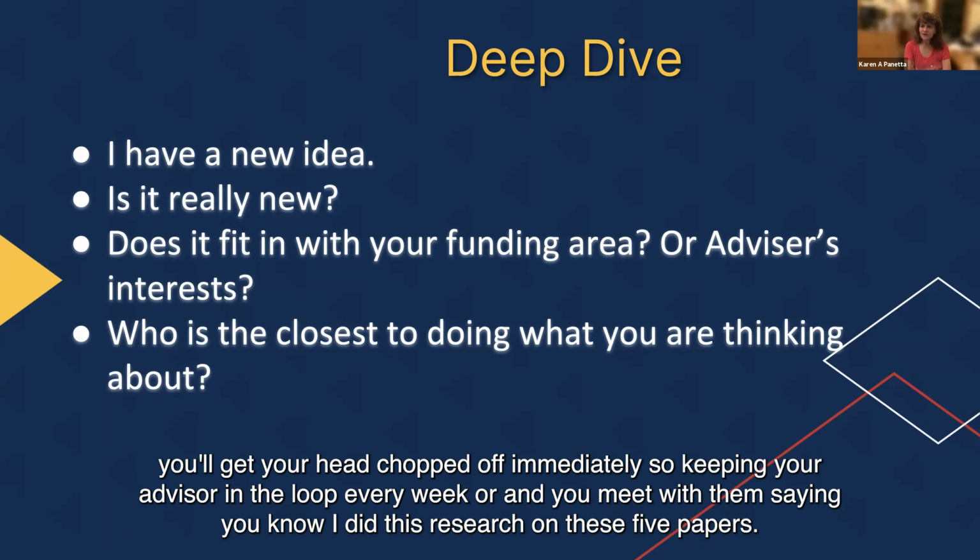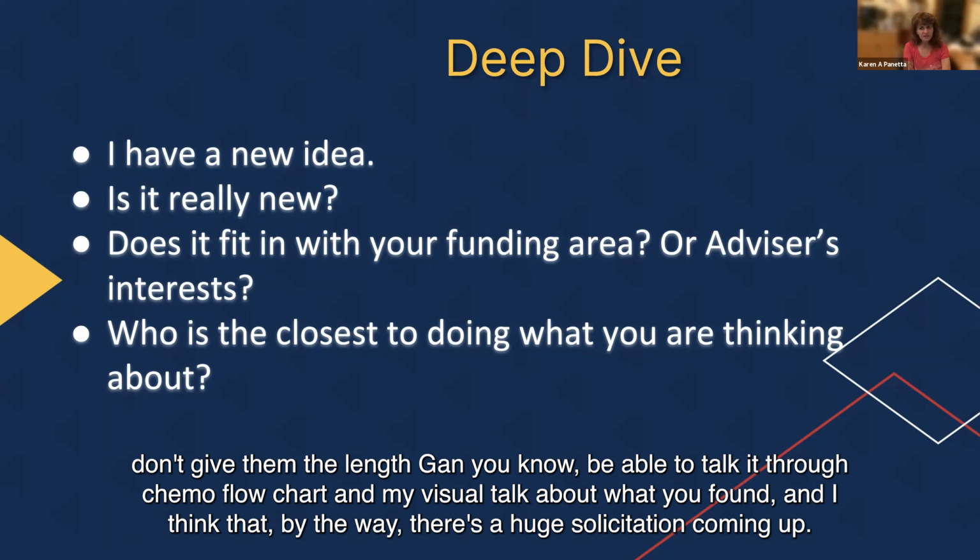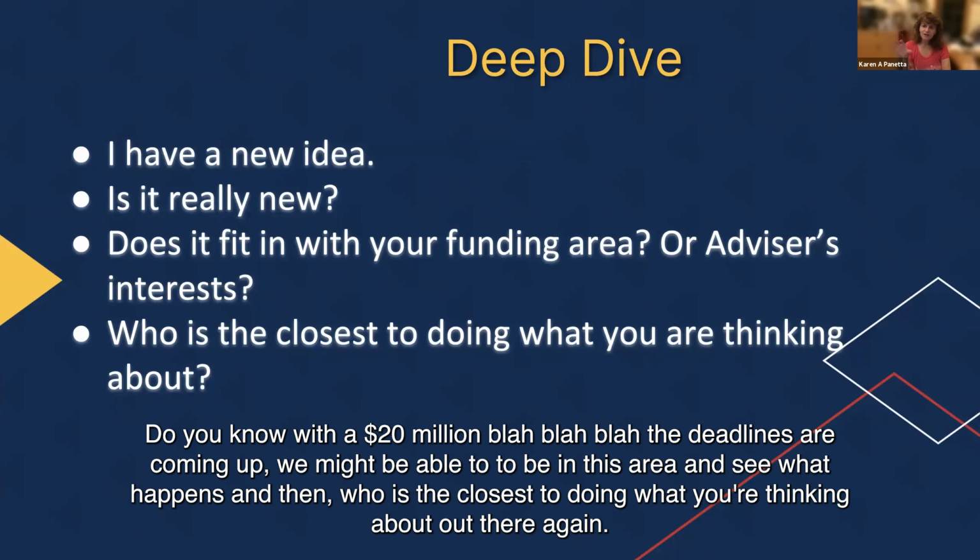So keep your advisor in the loop every week when you meet with them, saying, you know what, I did this research on these 5 papers. Don't give them the links. Again, be able to talk it through, give them a flow chart, give them a visual, talk about what you found. And by the way, there's a huge solicitation coming up, with a $20 million, blah, blah, blah. The deadlines are coming up. We might be able to be in this area and see what happens.